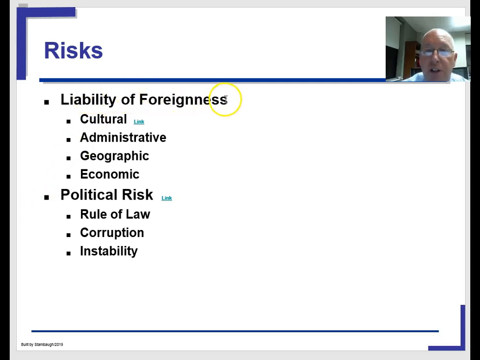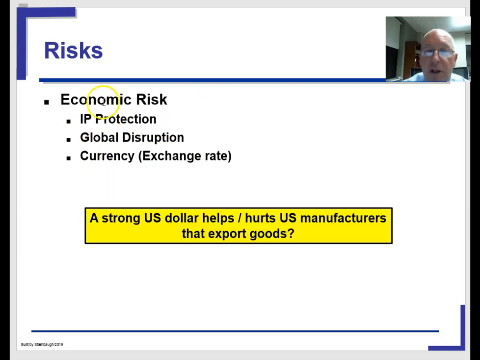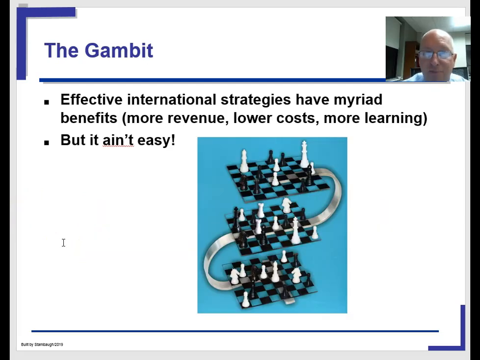Understand what it means to suffer from the liability of foreignness and be able to spot that, particularly in the cultural realm. And then make sure you understand the idea of currency rate fluctuations and be sure you know the answer to this question in terms of what does the strength of a home currency do to businesses that are, I'm sorry, not manufacturing, exporting goods. That's it. And then we have one last chapter, and that is alliances.